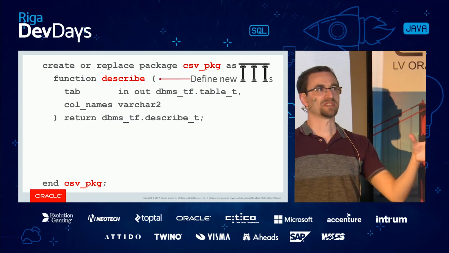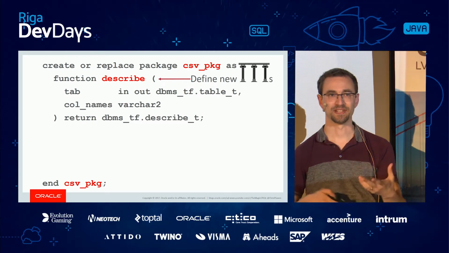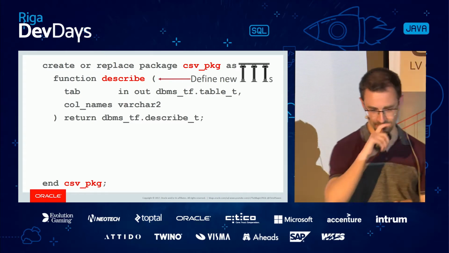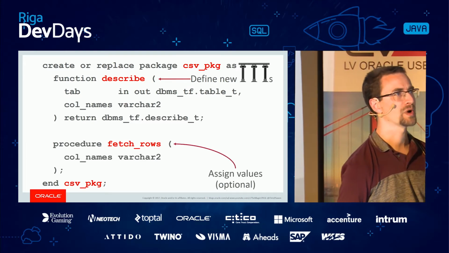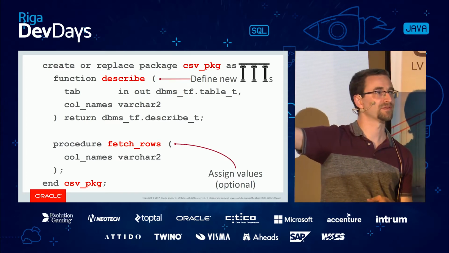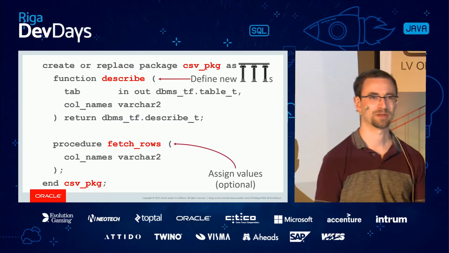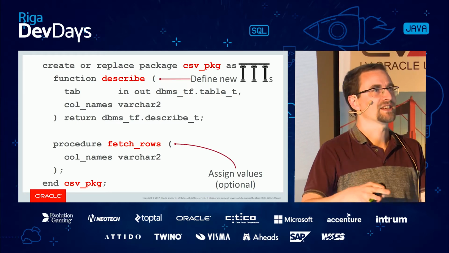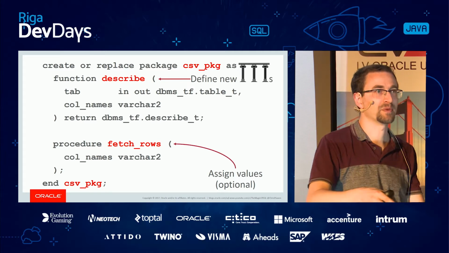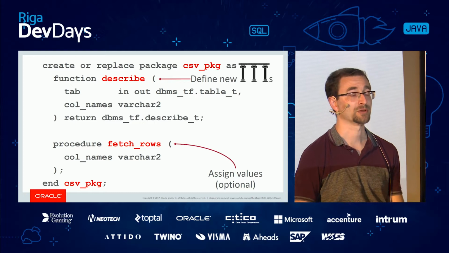So that tells you what there's going to be. You've still actually got to assign the values for these columns in each row if you're defining new columns. And you can do that with this fetch rows procedure. Technically, this is optional, but if you're defining new columns, I struggle to think of a real case where you wouldn't have it. So this is the engine. This is the implementation details of your PTF. The next thing you need is the actual function itself.